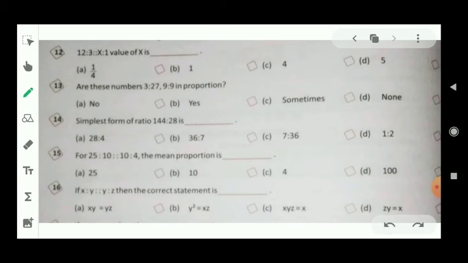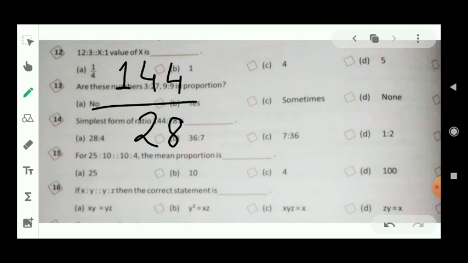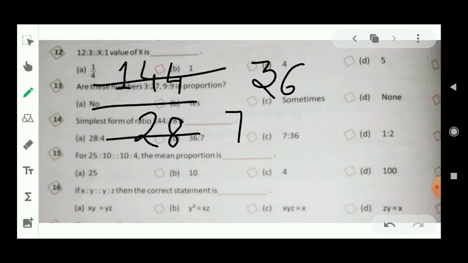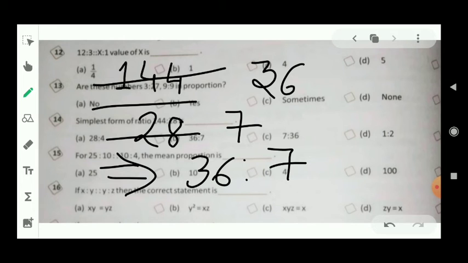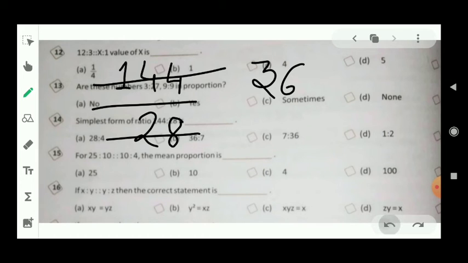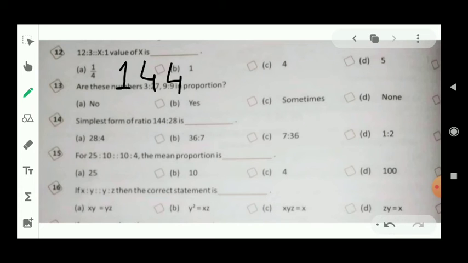Now let's see the next question, that is the simplest form of ratio 144:28. Let's see the solution. 144:28 means 144 upon 28. Now students, we can cancel this value from the table of 4. 4 threes are 12, 4 sixes are 24 and 4 sevens are 28. That means the answer of this question will be 36:7. So which option will be right? Option number B for this question. Let's see the next question.